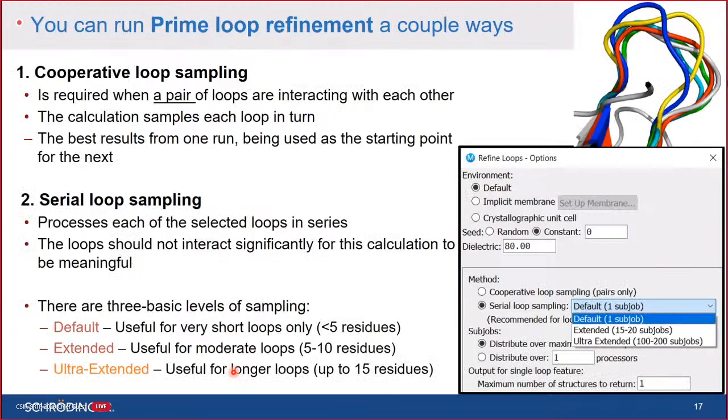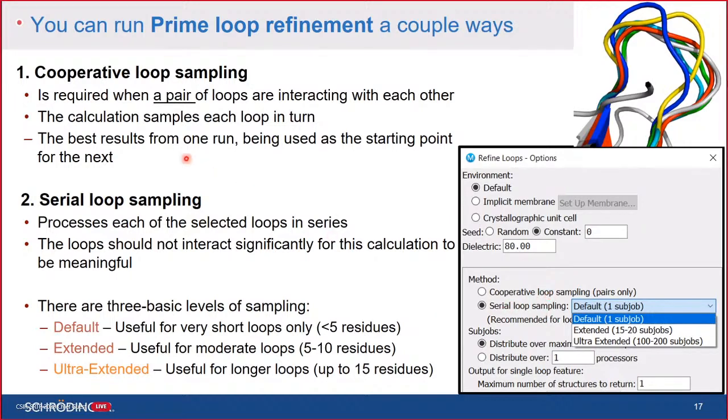Then another thing that comes into the picture is loop sampling or loop modeling. With Schrodinger, you have a very crucial protocol for loop modeling or refining loop structure. Here you can see there are various methods which you can use for loop sampling. Those methods can be cooperative loop sampling or serial loop sampling.